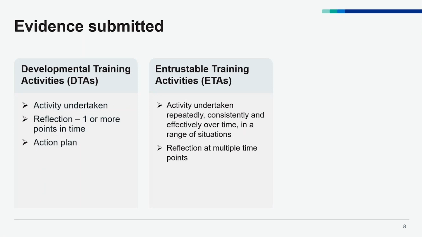So in terms of the evidence that's submitted for each of these, if it's DTAs, you need evidence that you've actually undertaken the activity. You need to reflect at one or more points in time, and you need an action plan. And if you think about the action plan, it might be that that action plan is further in the future. So you wouldn't necessarily be expected to have satisfied what's in that action plan whilst on programme, because developmental training activities are things that happen less often or not as frequently.